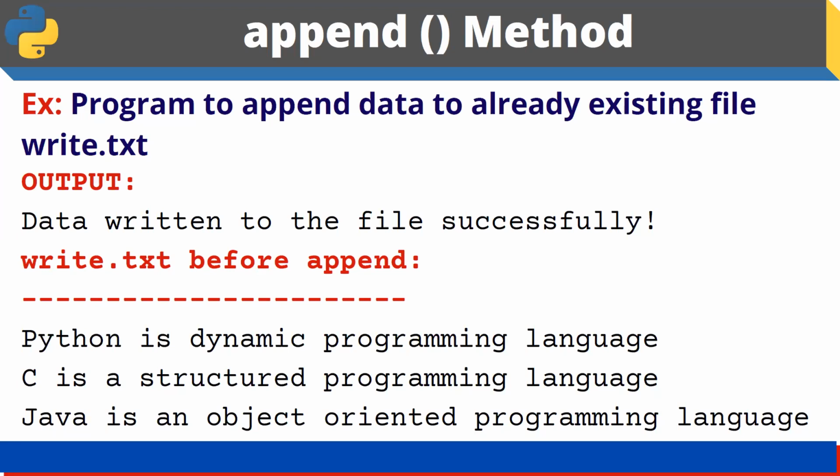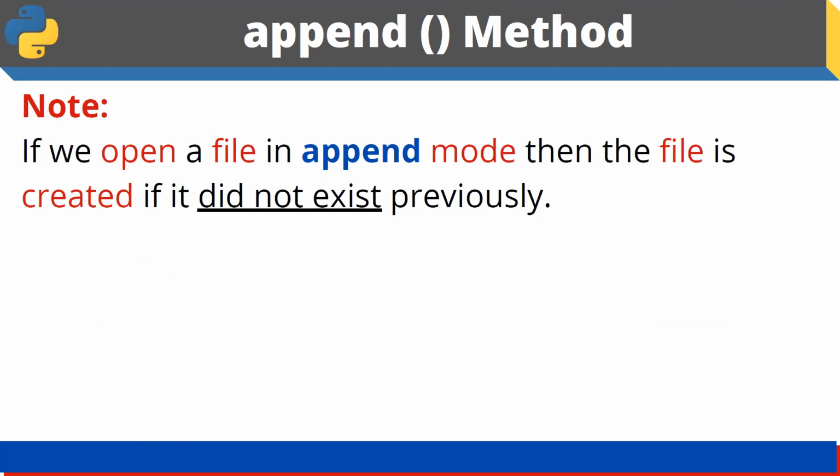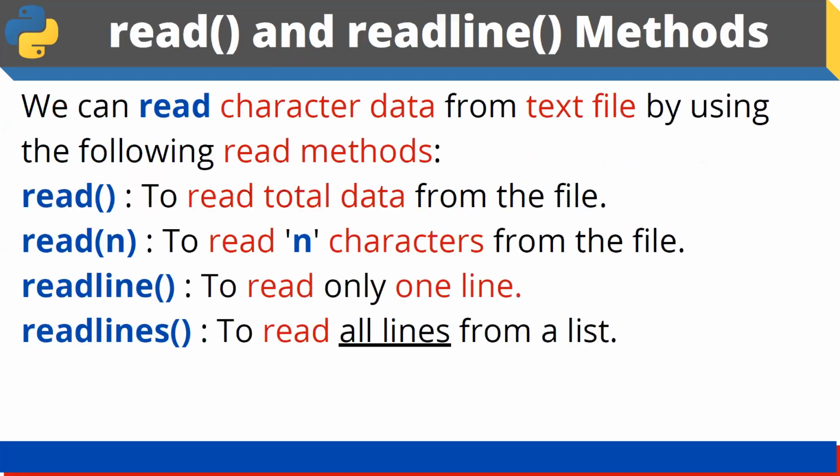Before the append, these are the contents of the write.txt file, and after executing the program, after append, this is the output. Here we have to remember that if we open a file in append mode, the file is created if it did not exist previously. In append mode also, if the file exists, it holds the previous content and adds the new content. But if the file does not exist, it creates a new file and appends the data.